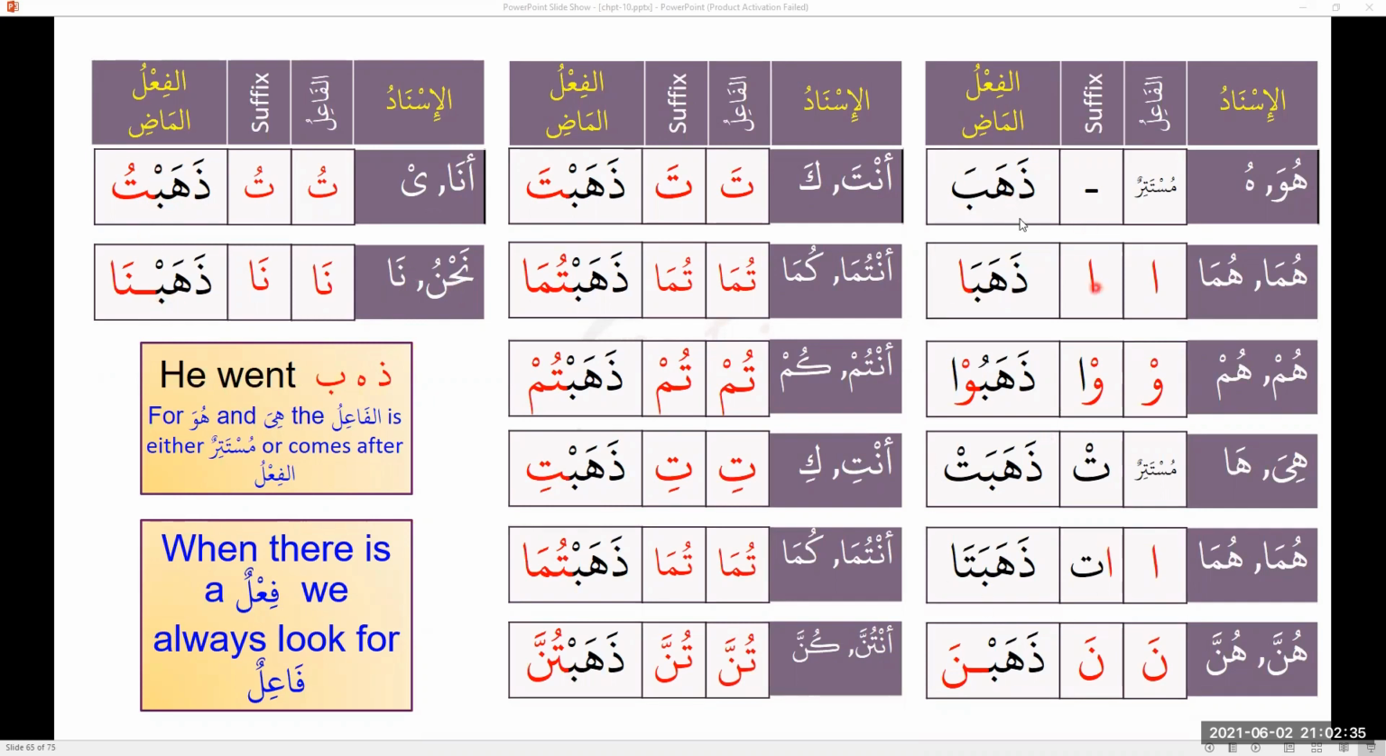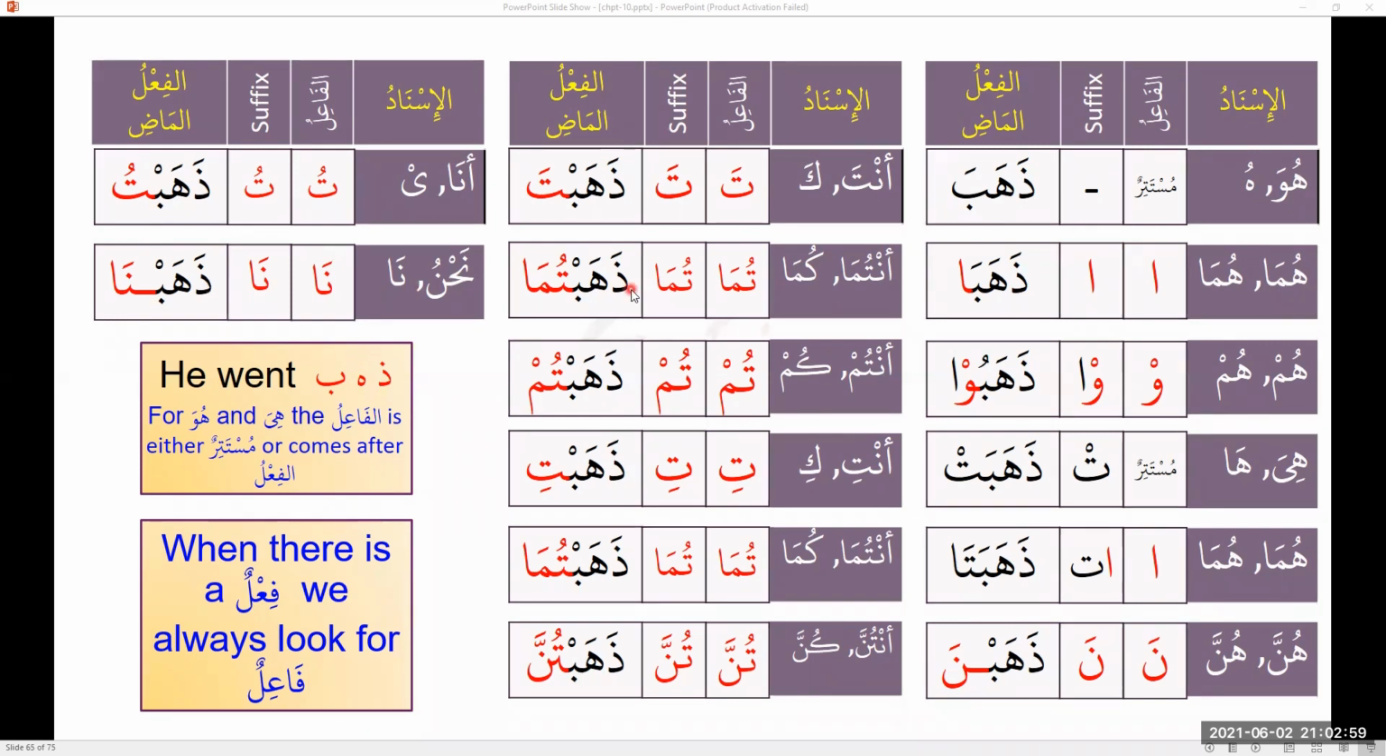And the difference is here: zahaba, zahaba, zahabu, zahabat, zahabata. And from here everything changes. The lam kalima takes sukun: zahabna, zahabta, zahabtuma, zahabtum, zahabti, zahabtuma, zahabtunna, zahabtu, zahabna. Okay?